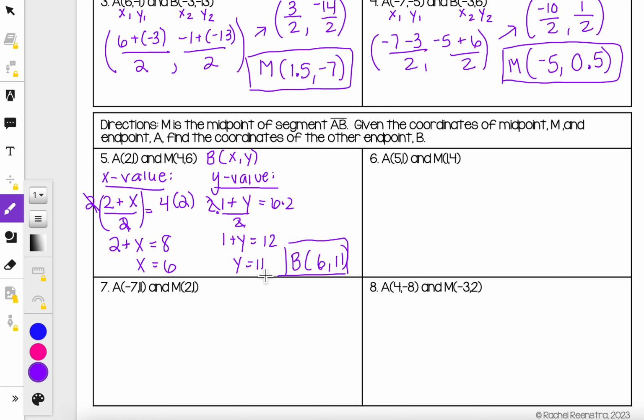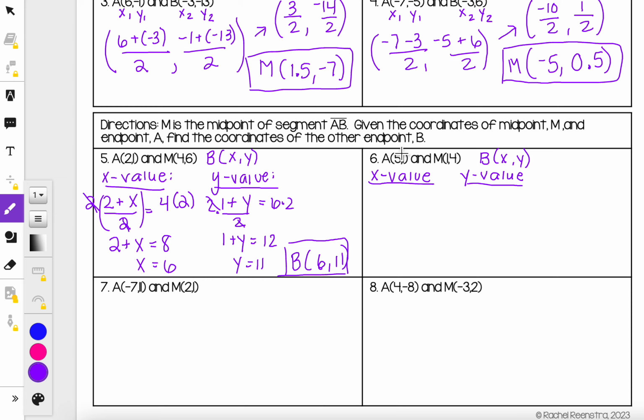So that's how we work these problems when we're given an endpoint and the midpoint, and we want to find the other endpoint. Let's try some other examples. For number 6, I always like to break this up into trying to find my x and trying to find my y value. I do think it helps, especially when you're starting off, to write that B is x comma y, so you don't forget how to set these up.